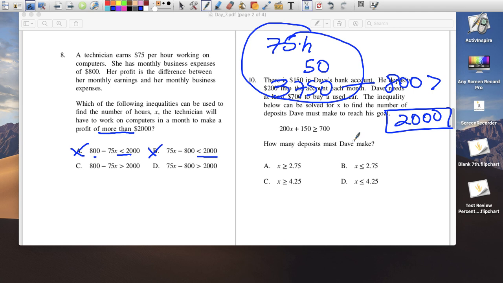So in this case, the equation has to be this: $75 times the number of hours minus the $800 in expenses has to give her a profit of more than 2,000. So the other one that looks like that is this one, right? Because she's going to find out 75 times the number of hours, and she's going to make a certain amount of money, and then she's going to subtract 800, and she's going to see if whatever is left over is greater than 2,000. So this is the one that makes sense.